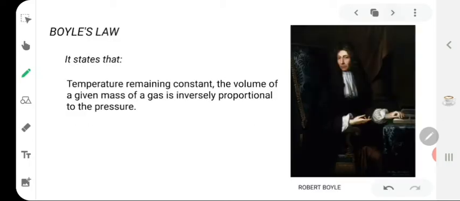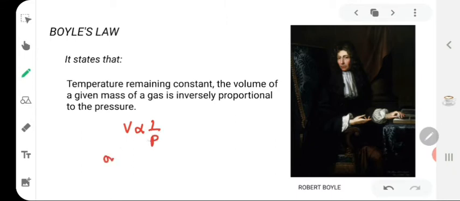Let's begin with Boyle's law. This law was discovered by Robert Boyle in 1662 and it is one of the most fundamental gas laws. It states that the temperature remaining constant, the volume of a given mass of a gas is inversely proportional to the pressure. So mathematically, if temperature of the gas is constant, then volume is inversely proportional to pressure.